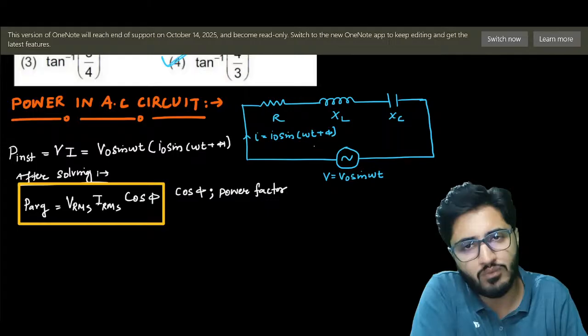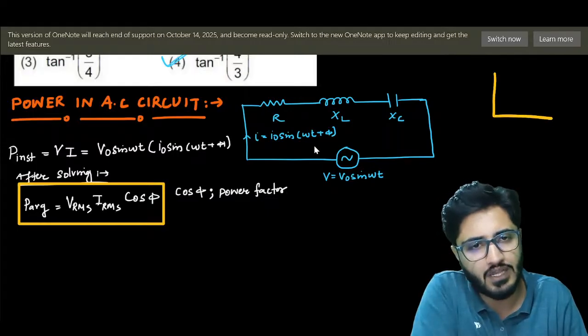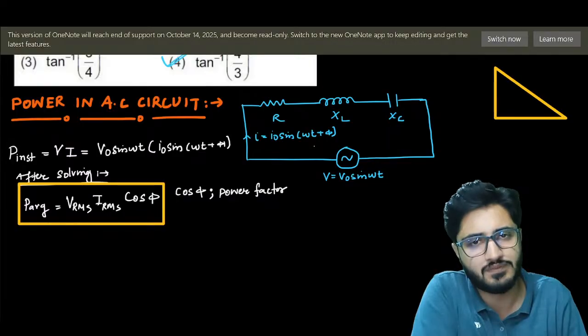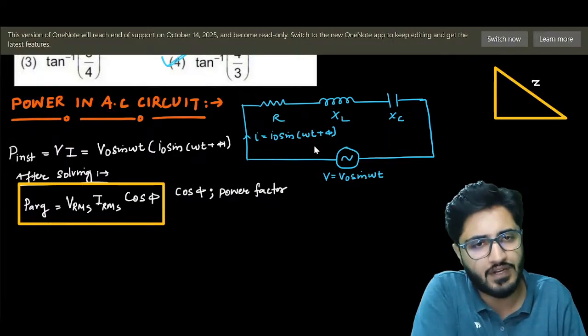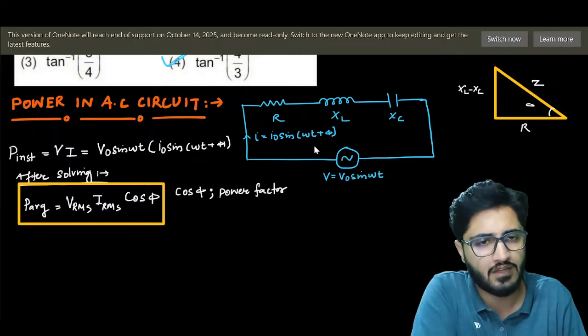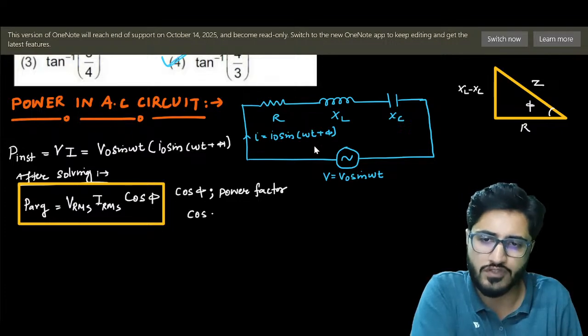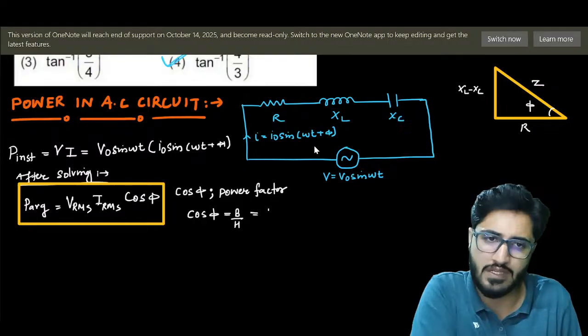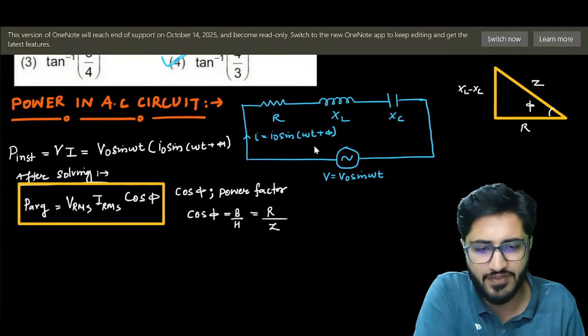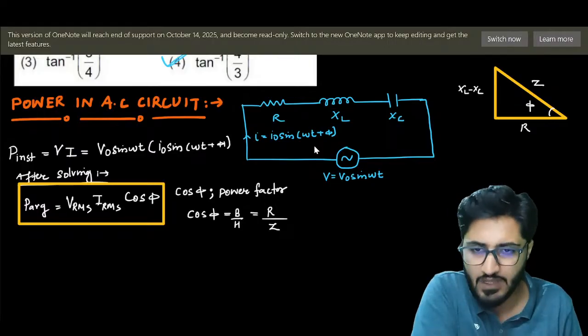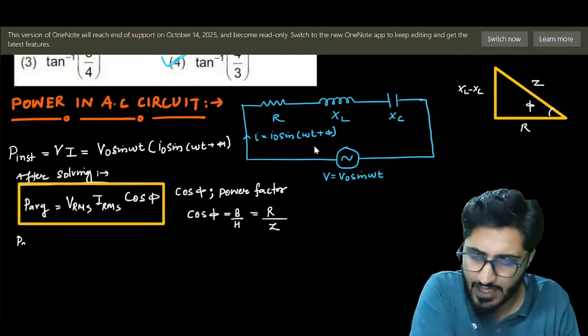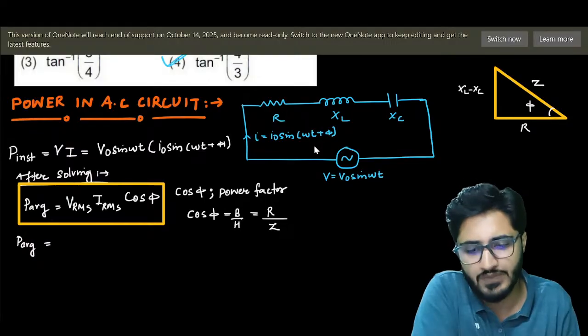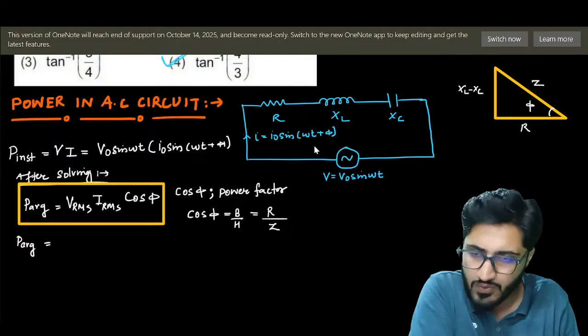Done. So one more time, let us create the impedance triangle: Z, R, XL minus XC. This is phi. What will be cos phi now? Cos phi is base by hypotenuse. Base is R, hypotenuse is Z. Is it R by Z? Yes, it is R by Z. So can I write P average here? V, I can just write V equals IR only, right? So it is I into R.